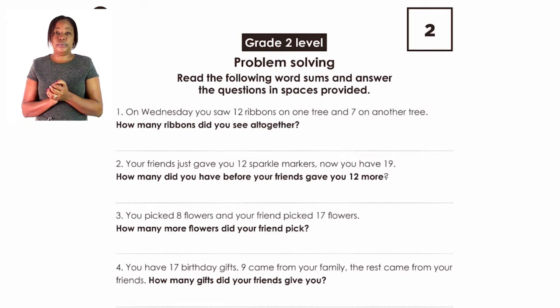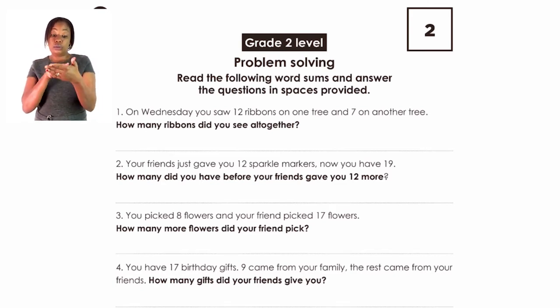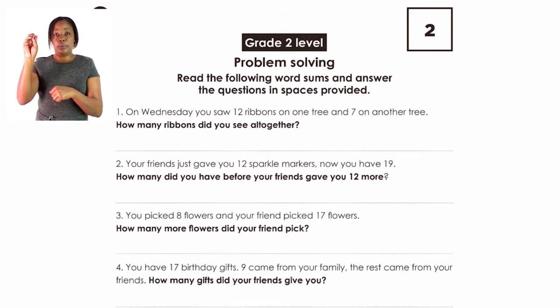For our level, we are just going to use only 2 operational signs, which is plus and minus, addition and subtraction only. So when you read your problem, what comes to your mind should only be, is it a minus or is it a plus? Is it addition or is it subtraction? So let's read together number 1. On Wednesday, you saw 12 ribbons on one tree and 7 on another tree. How many ribbons did you see all together?